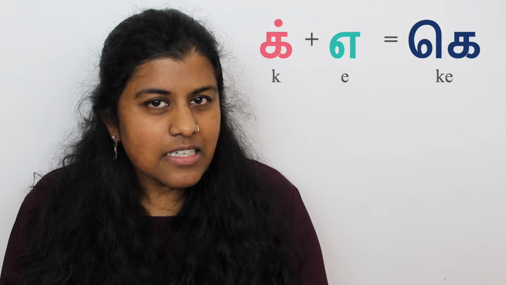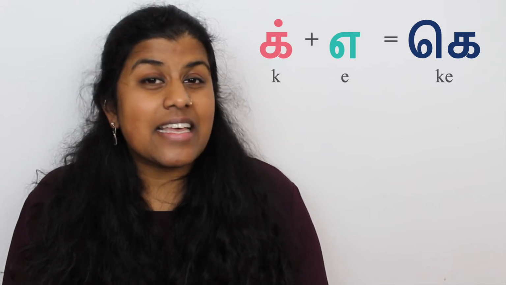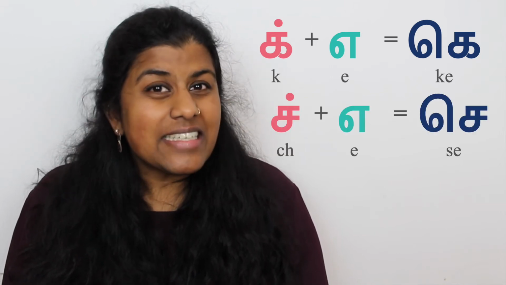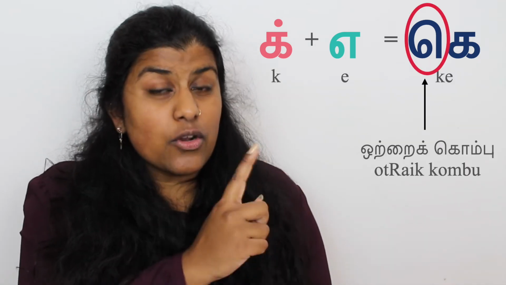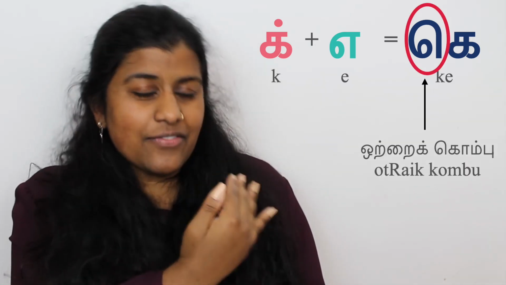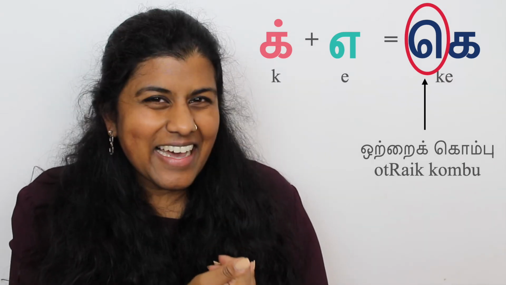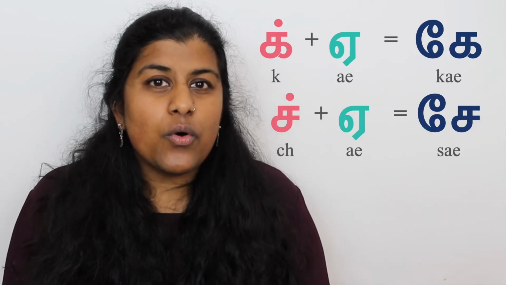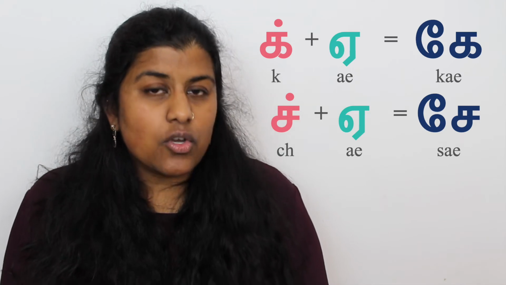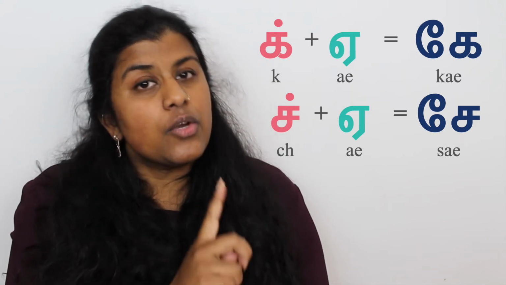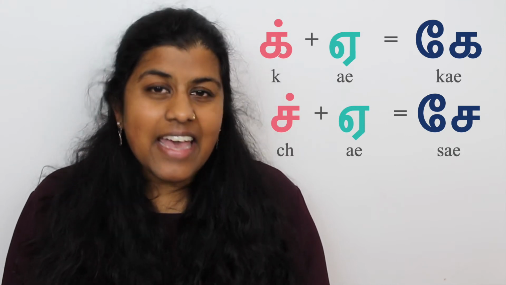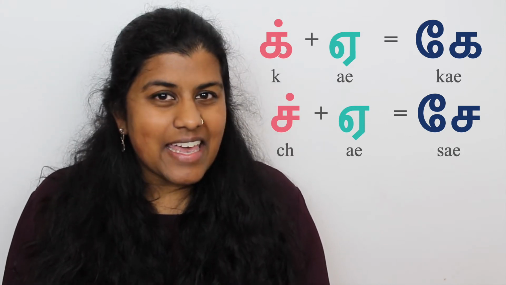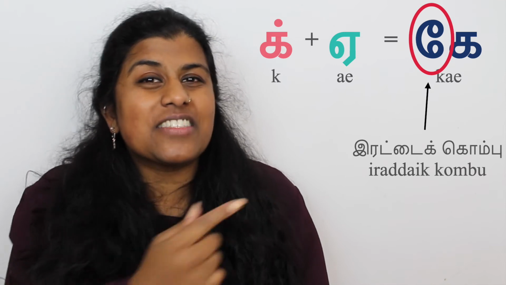Next we've got e. So we're going to combine ik with e, which gives us ke, and then also ich with e, which gives us se. As you can see, ke and se have an otta combo on the left side of the letter. Next we've got the ratta combo. For compound letters of a, combine ik with a and ich with a. So for ik and a, it's ke, and for ich and a, it's se. Here you can see the ratta combo on the left side of the letter.